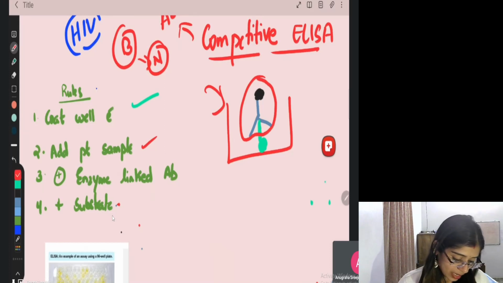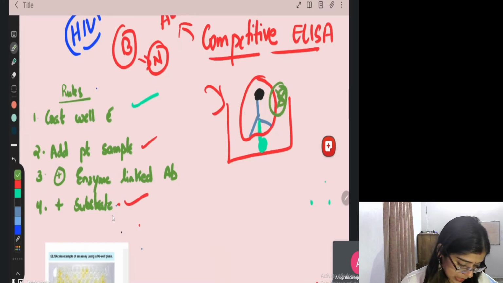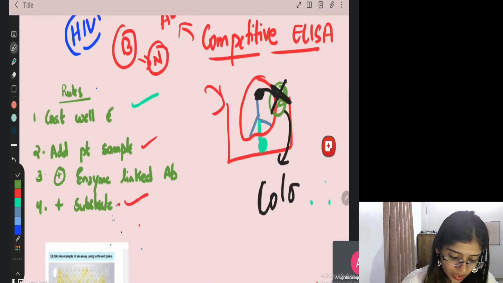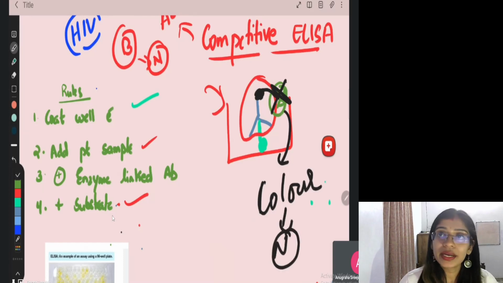Now when I'm adding a substrate, this enzyme here will go and break down the substrate and will form a color. So if he is normal, then there is color production. In competitive ELISA, if the patient is normal, then there is color production.